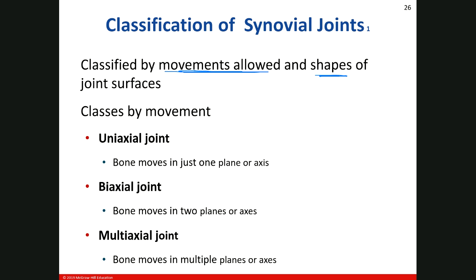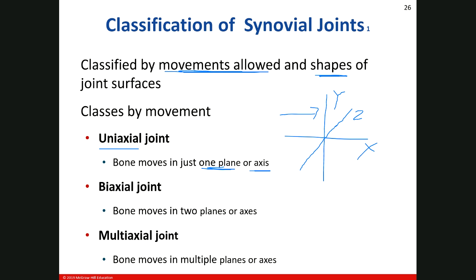So the first one here, the uniaxial joint, we're going to have one bone move in either one plane or one axis. You've got the X axis, the Y axis, and the Z axis, this is from math. You guys remember that from math? I can barely remember it. Point being, these are the three planes we're going to be dealing with. So a uniaxial joint will only revolve around one of these axes, or the plane in which it resides.